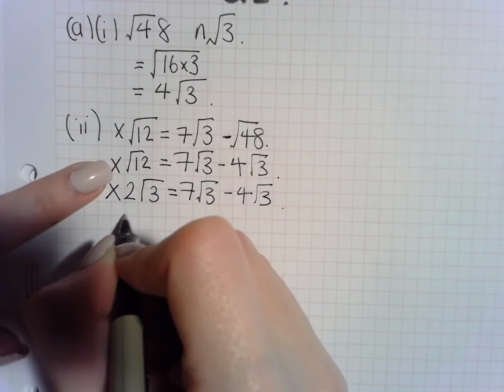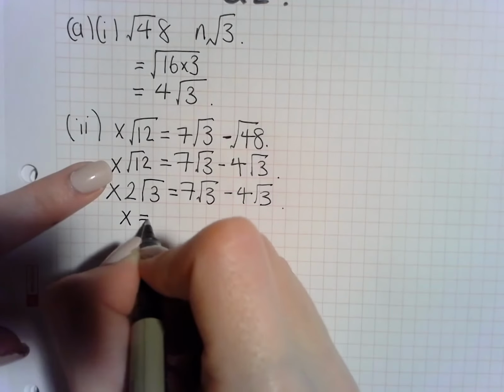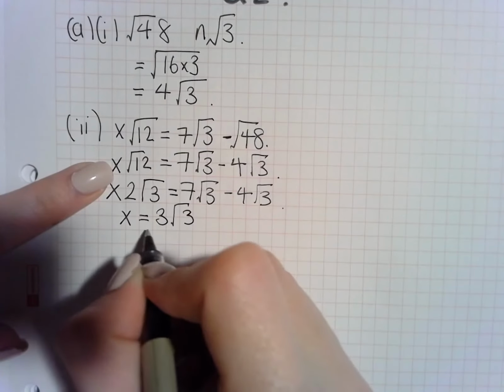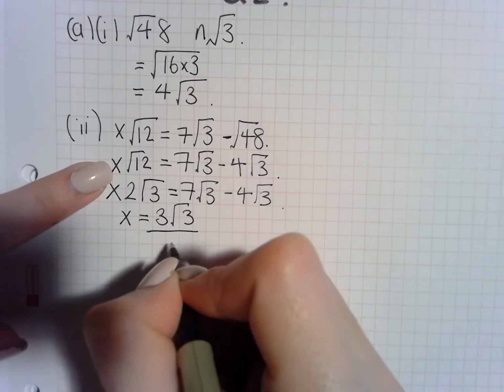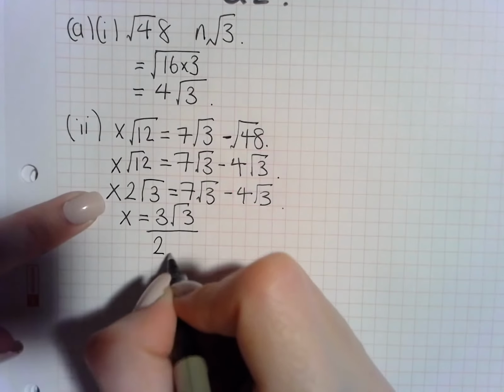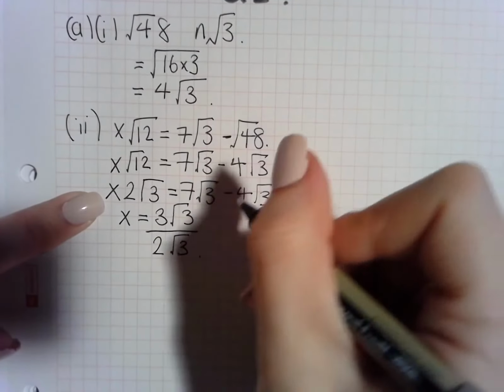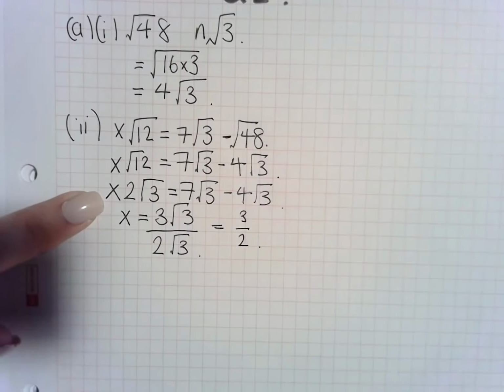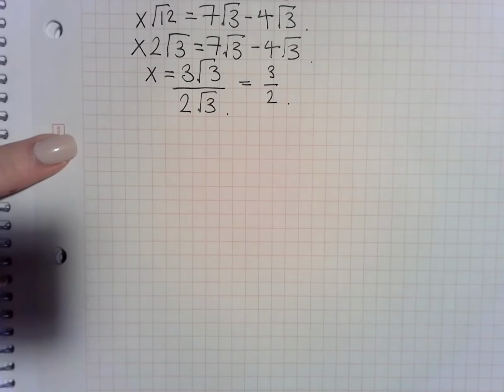Okay, so we have x equals, so if we have 7 minus 4, that's 3 root 3, divided by, because if we bring this on the other side of the equation, divided by 2 root 3. So we have x equals 3 over 2. And that's the answer.